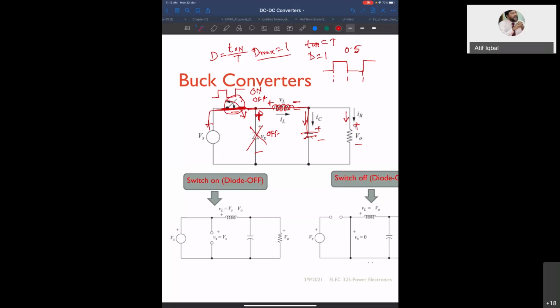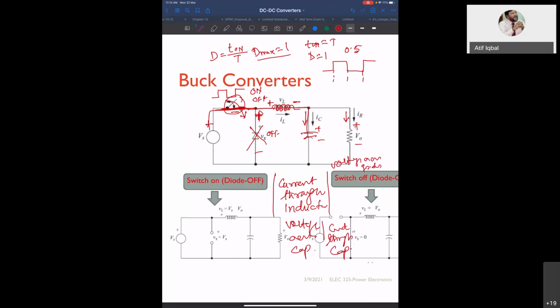You see, in all the DC-DC converters, there are two things that are important. One is the current through the inductor. Another is the voltage across the capacitor. However, you will see that we need to know what is the current through the inductor, what is the voltage across the inductor, what is the voltage across the capacitor, what is the current through the capacitor. So these four things are what you have to focus on.